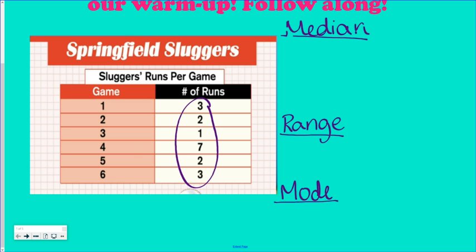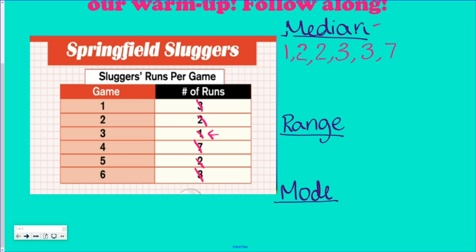So to find the median, the first thing we're going to do is take these values that they gave us, the number of home runs, and put them in order from least to greatest. So I can see my smallest number is 1. So cross that out. Then I see a 2. I see another 2. I see a 3. I see another 3. And then I see a 7.